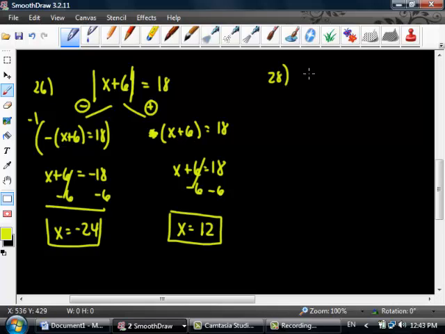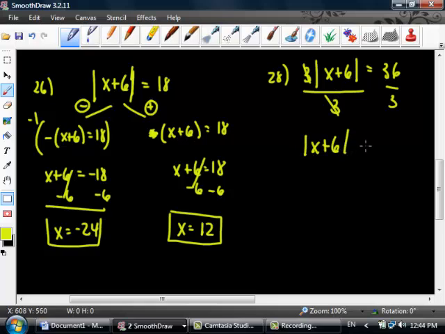Okay, as with all problems, all they can do to make it harder for you is to throw on another layer of stuff for you to do. Now, please do not, under any circumstance, distribute that 3 into the absolute value sign. Okay? Please divide it. You cannot distribute beyond or over an absolute value. So please do not make that the absolute value of 3x plus 18. Do not do that. So you get the absolute value of x plus 6 equals 36 divided by 3 is 12.